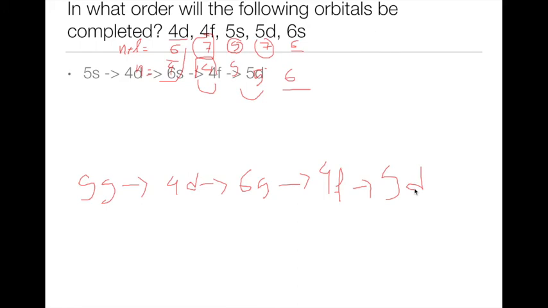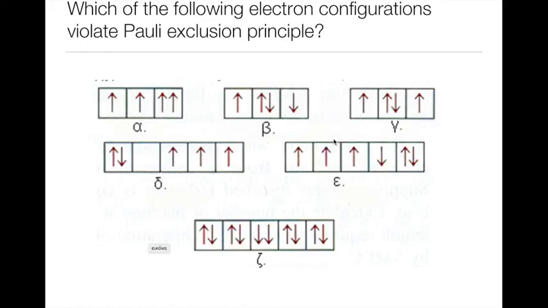Okay? Now, which of the following electron configurations violate the Pauli exclusion principle? What did Pauli say? We can't have electrons with the same 4 quantum numbers. Therefore, all electrons in the same orbital must have opposite spin. Therefore, which one violates Pauli's principle?